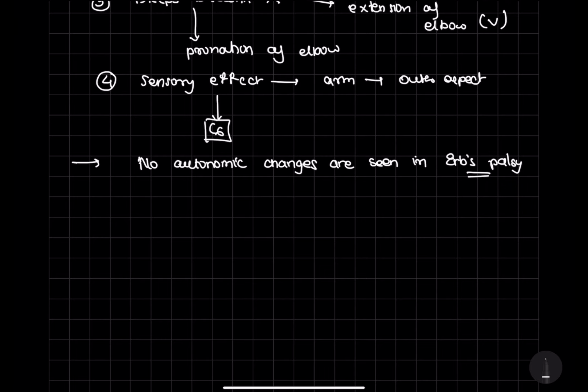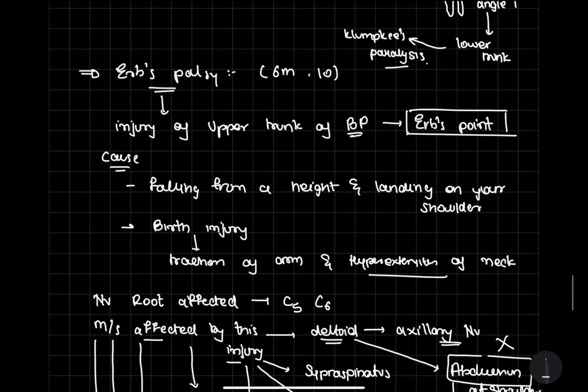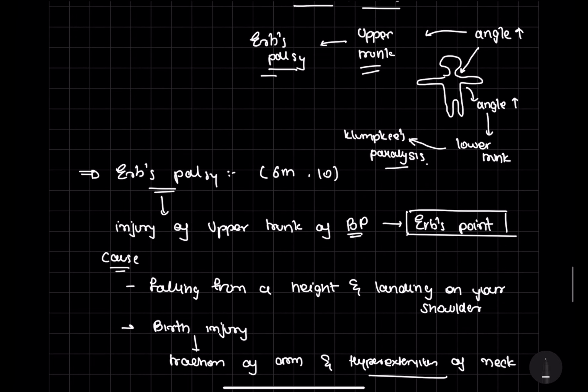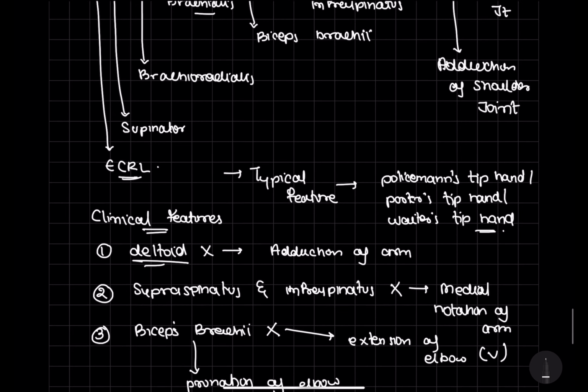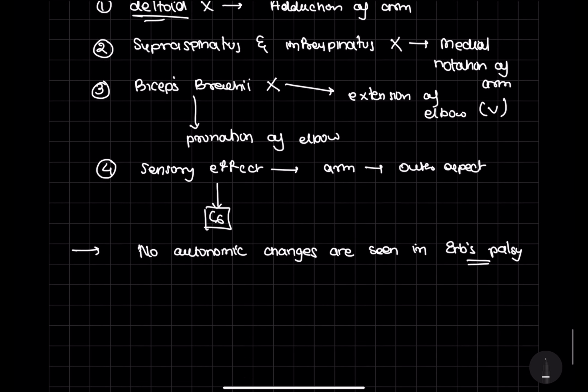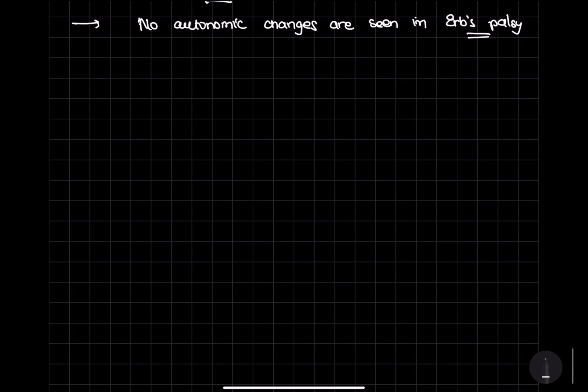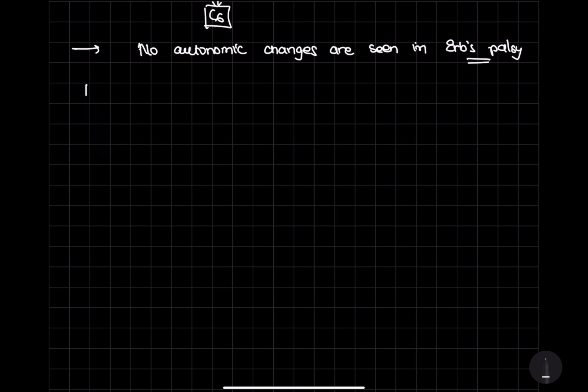Erb's palsy, and if they do not address this as Erb's palsy, they might call it an upper trunk injury. So even if they say write a case on upper trunk injury, they are just referring to Erb's palsy. Don't try to overcomplicate things. Second, this is your Klumpke's paralysis, and this is your lower trunk injury.